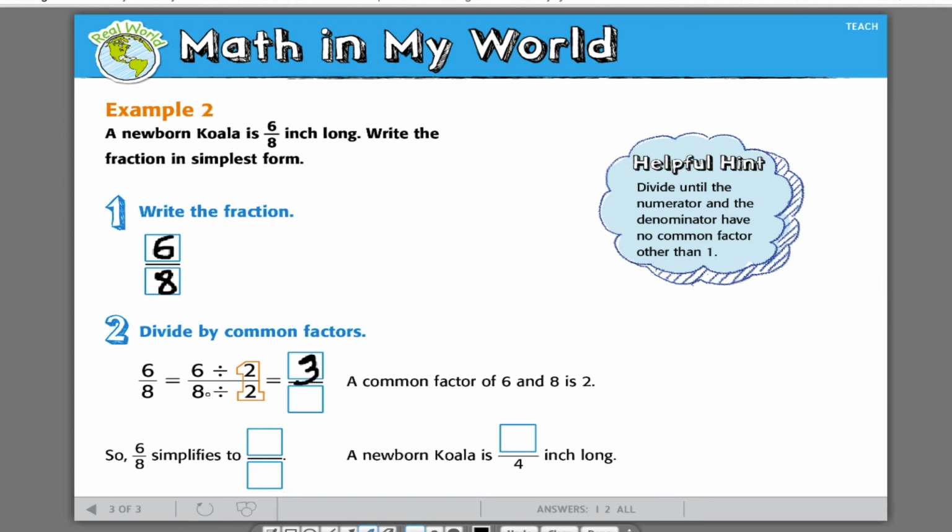6 divided by 2 is 3. And 8 divided by 2 is 4. So 6/8 simplifies to 3/4. So a newborn koala is 3/4 of an inch long.